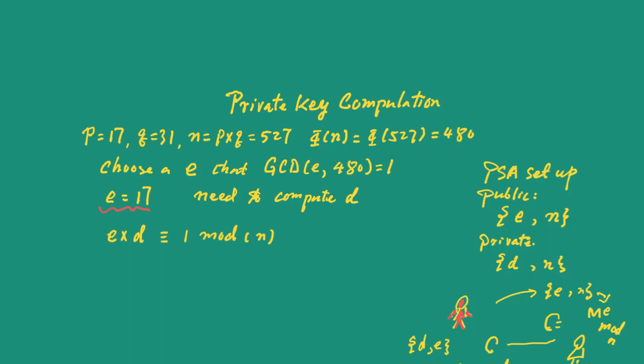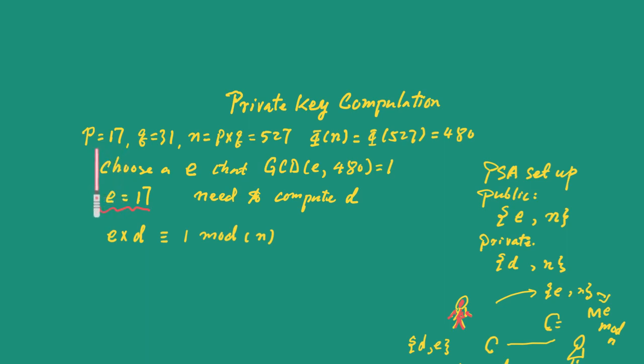Since some students have asked about how to compute the private key, or how to get the D, in particular this question, I'm using this video to show you an example similar to our exam question.